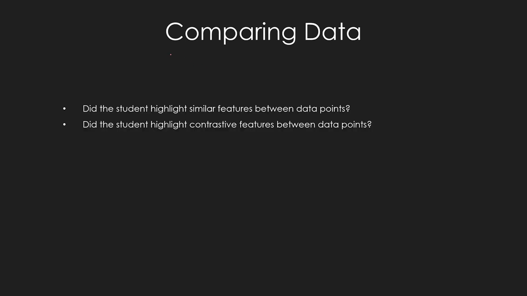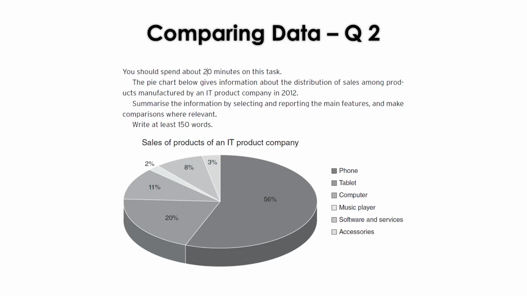Next, let's look at comparing data. So when you have to compare data, there are two things that you have to keep in mind. First of all, you have to highlight similar features between data points. Then you have to highlight contrastive features between data points. Let's look at an example. So look at this question, go through it, and then we'll look at some examples and analyze those.